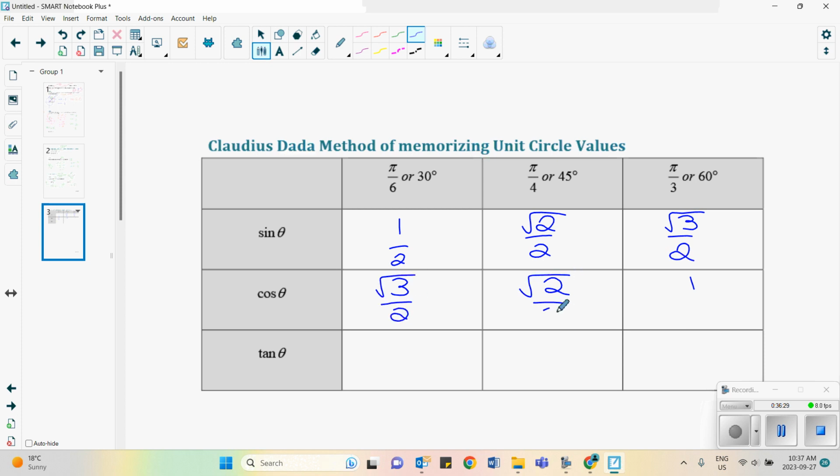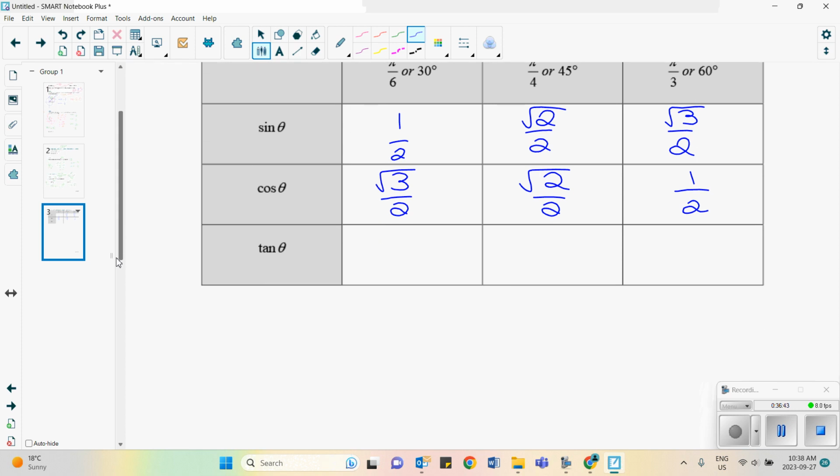Which year did you teach Claudius? I taught his, did I teach his younger brother? Oh no, Claudius has been gone for a bit. Yep. Michael was his younger brother. But Claudius taught me this.